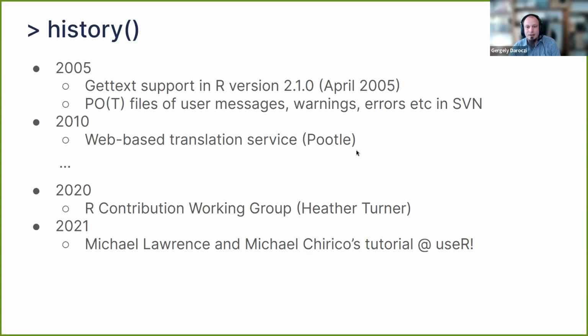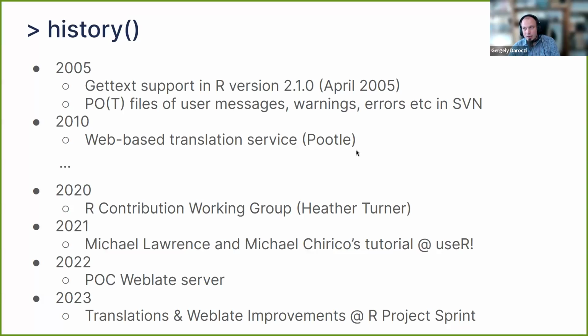For example, the tutorial at the previous useR! by Michael Lawrence and Michael Chirico that I mentioned. And following up on that, we created a POC Weblate installation, which is a similar tool to the mentioned Pootle service. So it's a web page where you can actually translate R strings, and a team managing the Weblate server can take care of contributing back all those translations to R core. So the end user, the translator, does not need to get into the technical details of patching PO files and so on, but can use a relatively straightforward, user-friendly web page to make the translations.